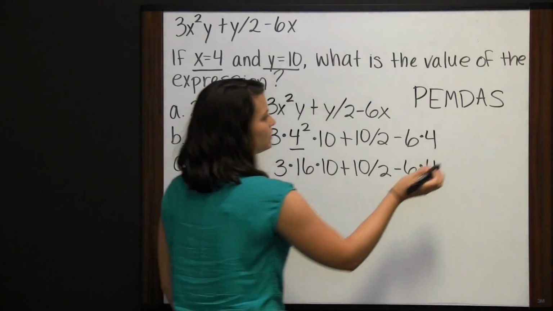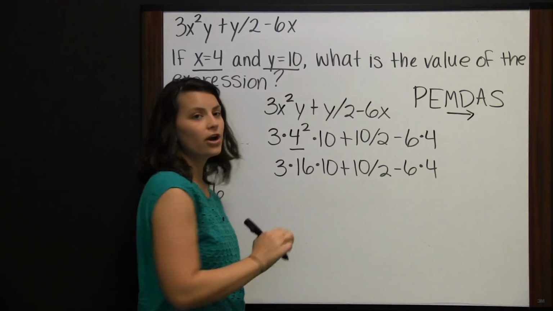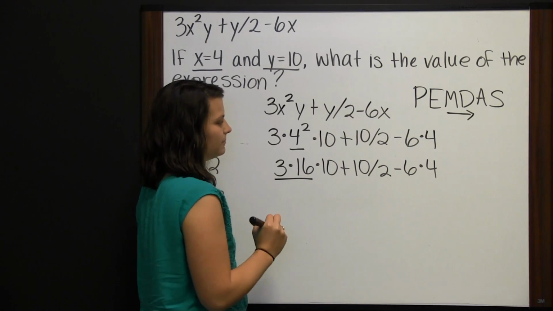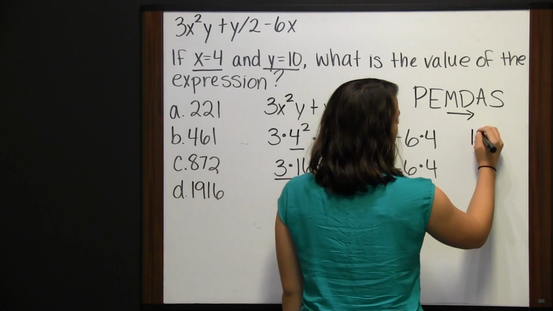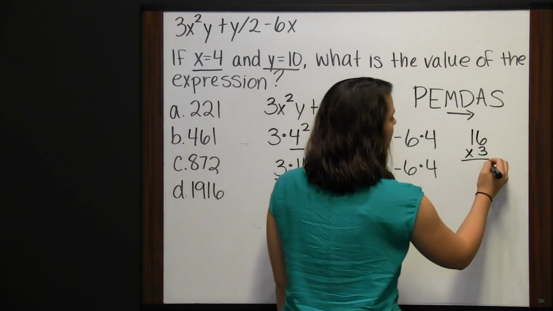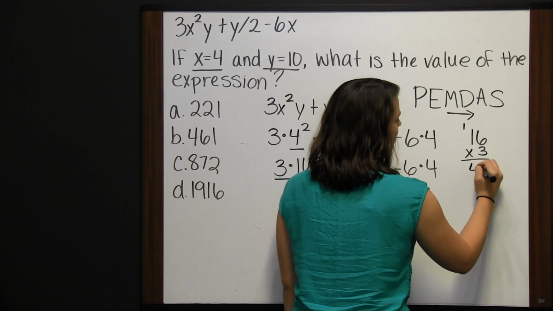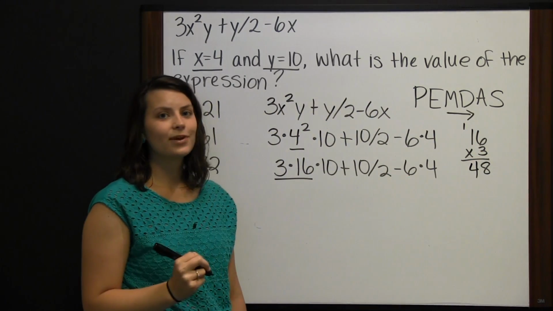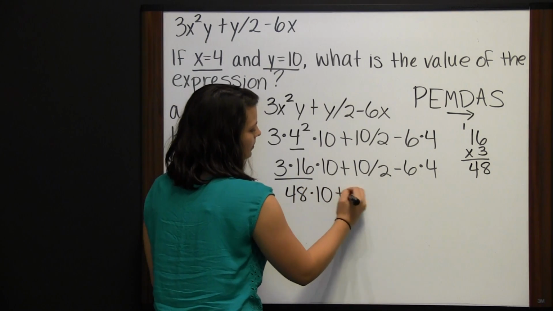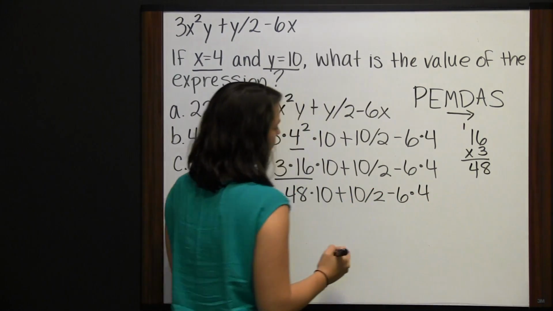Next in PEMDAS is to do multiplication and division from left to right. So starting on the left-hand side, we'll start with multiplying 3 times 16. And we can work that off to the side. 16 times 3, 3 times 6 is 18, so write the 8, carry the 1. 3 times 1 is 3, plus 1 is 4. So 16 times 3 is 48. So we have 48 times 10 plus 10 divided by 2 minus 6 times 4.